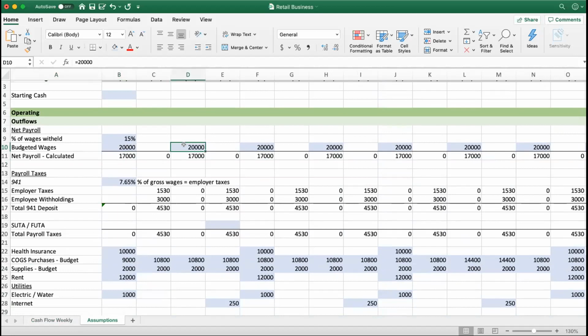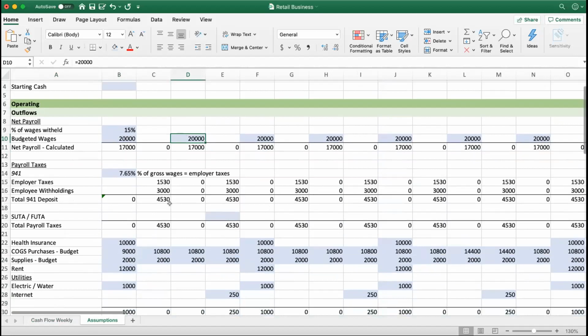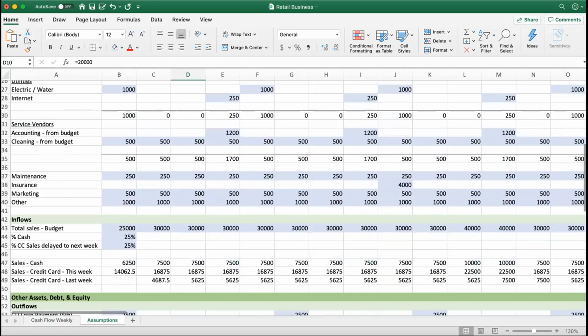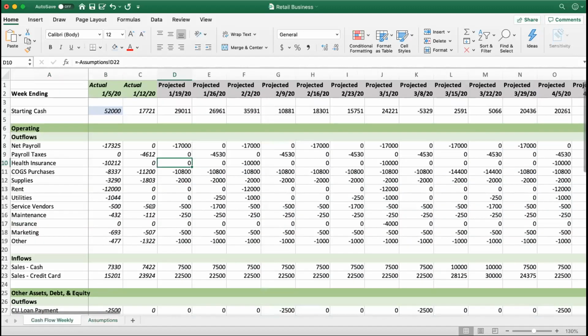And so I could update my assumption: we thought it was going to be $20,000 in gross wages, but we know it's actually going to be 22. And you can pop that in there and know right away the impact it's going to have on your cash flow. Oh, sorry, I'm going to show one more thing.